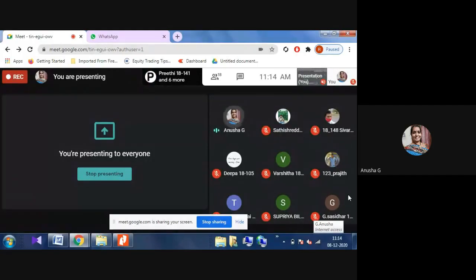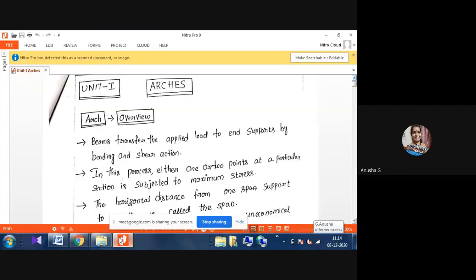Now first we will see some small starting arches problems. These arches we already discussed here. For 2 marks, they will ask about arches. First of all, what is meant by an arch? It is nothing but a beam in the form of a circular shape. You can also say it is a beam that transfers the applied load to end supports by bending and shear action.